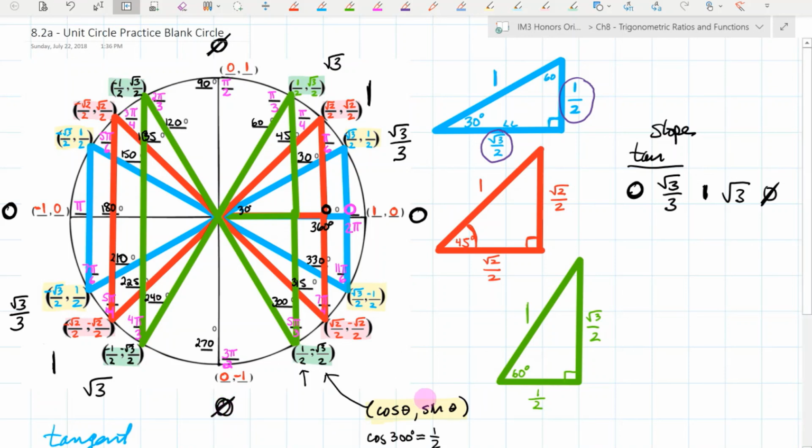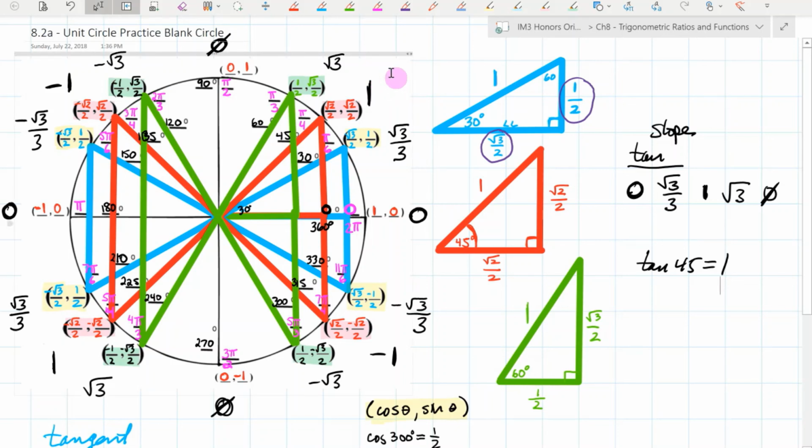The other ones that go downward are the same answers, but they're negative. Okay, so negative radical 3/3, negative 1, and negative radical 3. So if I said, what's tangent of 45? You would say 1, because that's the slope of that line. Okay, so it's a lot. We're going to practice more and more so you have a better idea of where these numbers come from. I will send out some blank unit circles so you can practice, and then hopefully you'll get the idea as we go along.